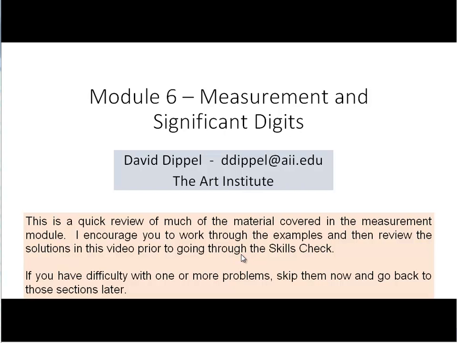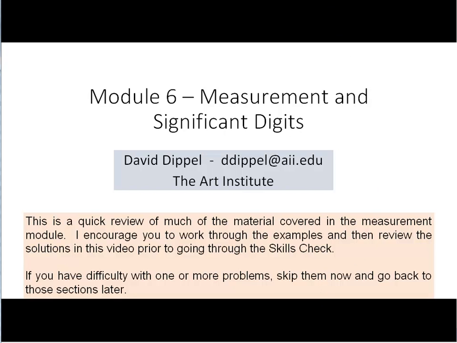Go ahead and stop as you need to, and then work the skills check in Module 6, which is Measurement and Significant Digits. Once you finish the skills check, hopefully it's eliminated a lot of the material that needs to be covered, and you'll get stars as much as possible. Then if you do have difficulty working one or more problems, don't spend a lot of time. Just skip through them and then go back and work those sections if it indeed does say that you need to, since you do need a 70% to get credit on each of the modules. You may not have to go back.